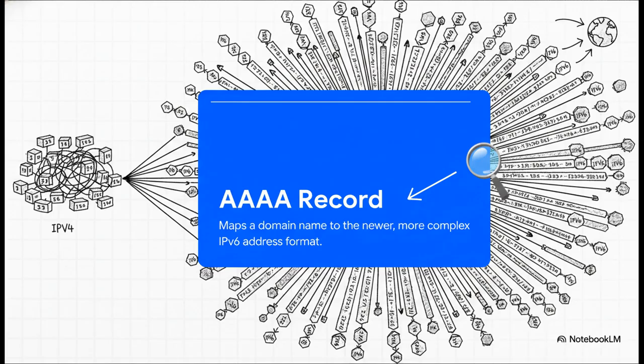So why do we even need it? Well, the simple reason is that we were literally running out of the old IPv4 addresses. IPv6 gives us a nearly infinite supply, making sure the internet has room to grow for a long, long time.